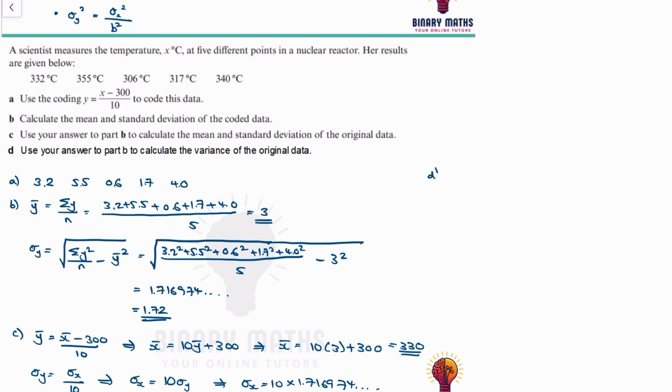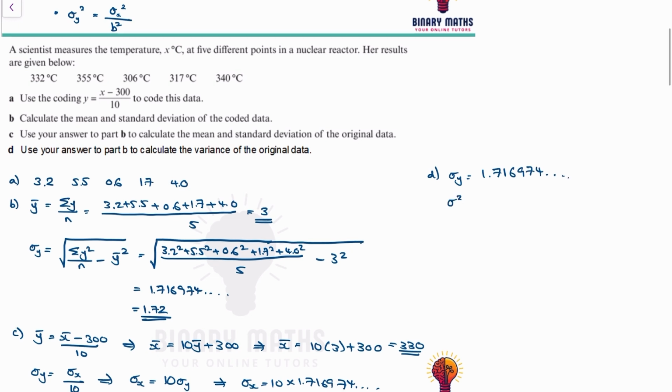So D will be equal to the answer to part B, so the standard deviation of the coded data. So the coded data, sigma of y, is equal to 1.716974. So the variance of y will be 1.716974 blah blah blah squared, which is equal to 2.948, and so on.